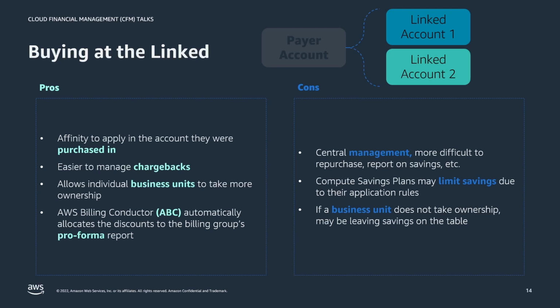Shifting gears now, we'll go into a little bit more bespoke and talk about buying at the linked account level. And the pros here, and we touched on this earlier, is that the purchase or commitment is going to have the affinity to apply into the account in which it was purchased. So what's great here is if you only want to target one specific linked account with a savings plan or RI purchase, this is absolutely the way to do it.